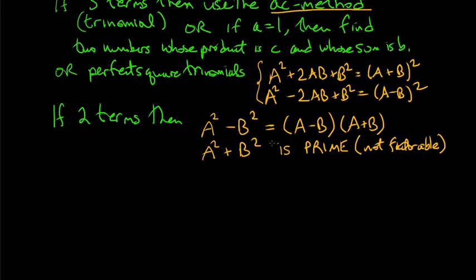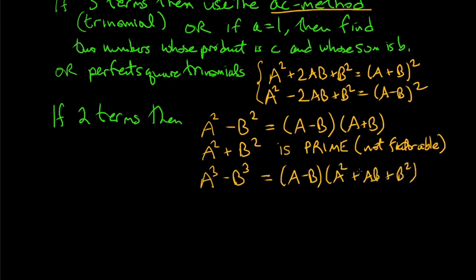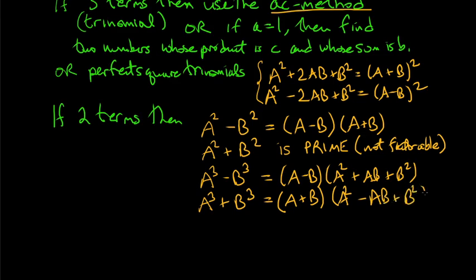Okay. And then there's two other possibilities. There's the difference of cubes. A cubed minus b cubed factors as (a minus b) times (a squared plus ab plus b squared). Right? And be careful you don't put a 2 in there, right? This is not a perfect square trinomial. And finally, a cubed plus b cubed. Be careful, that's not prime. That can be factored as (a plus b) times (a squared minus ab plus b squared).